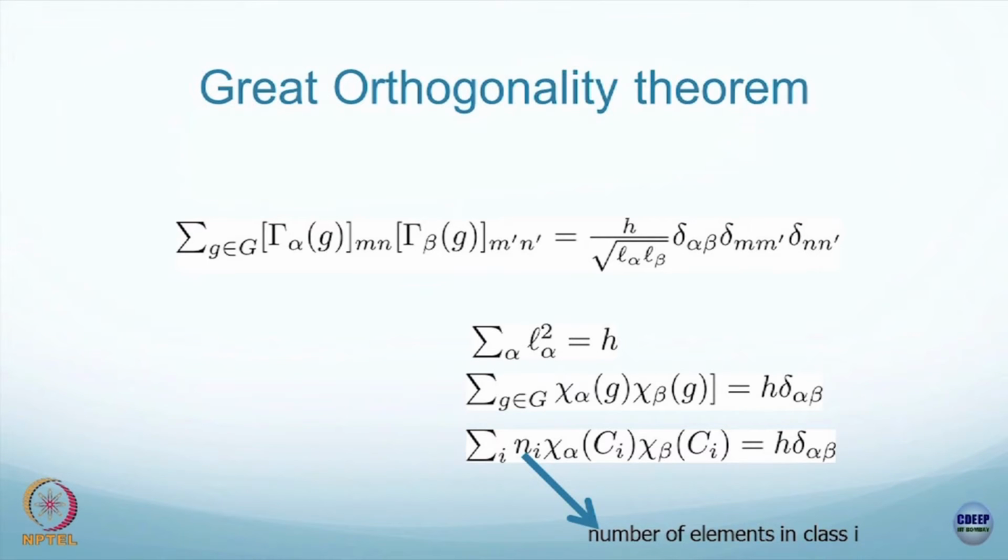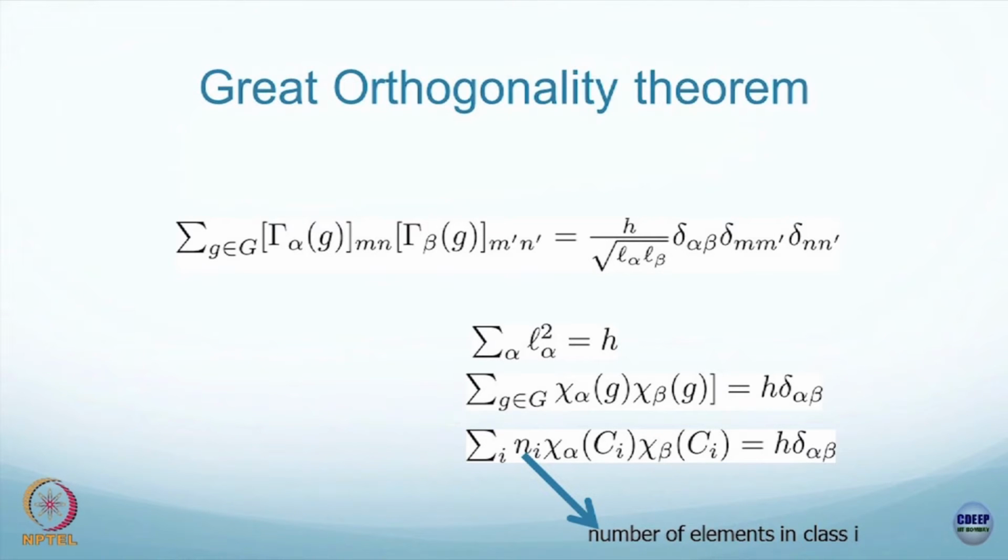it will satisfy this relation, that it will be orthogonal. Alpha and beta, if they are not the same, you get 0. If alpha and beta are the same, you also require the same elements, m should be m prime, n should be n prime, and then you have a factor which is h divided by the dimensions of those irreps. L alpha is the dimension for the irrep alpha, L beta is the matrix dimension for irrep beta. Is this clear? This is something which I do not want you to memorize; you can put it in your formula sheet, everything you can put in the formula sheet. You do not need to memorize.